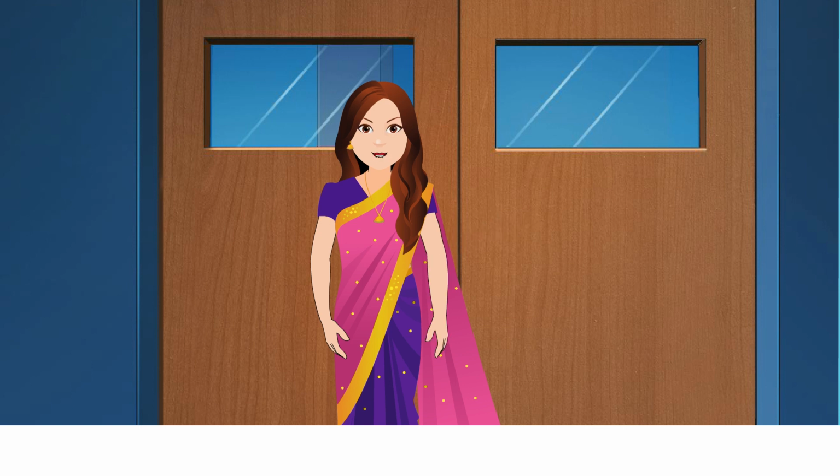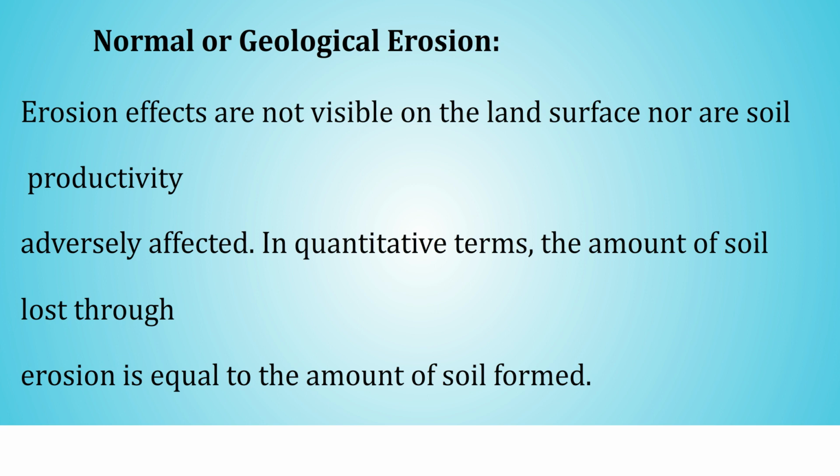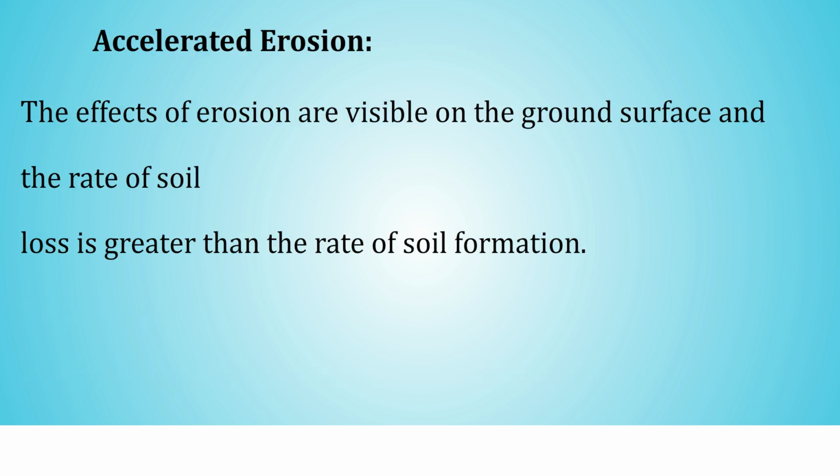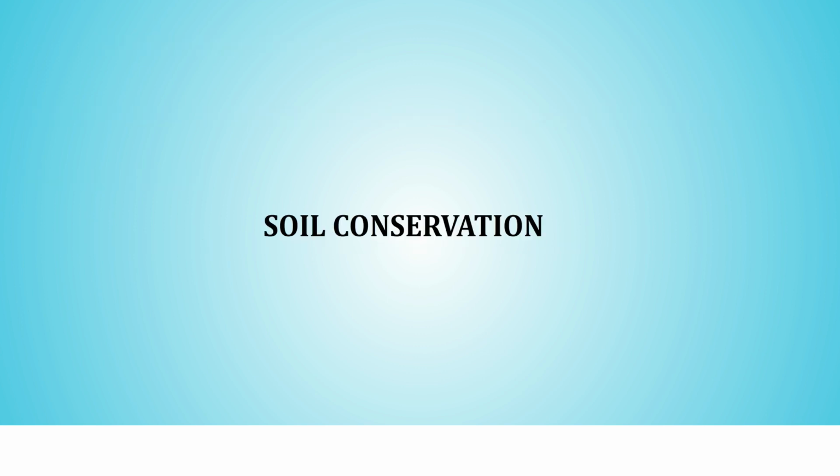Soil erosion is of two types: normal or geological erosion, where erosion effects are not visible on the land surface, nor is soil productivity adversely affected. In quantitative terms, the amount of soil lost through erosion is equal to the amount of soil formed. Accelerated erosion: the effects of erosion are visible on the ground surface and the rate of soil loss is greater than the rate of soil formation.